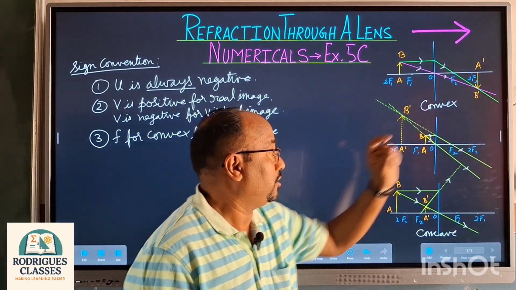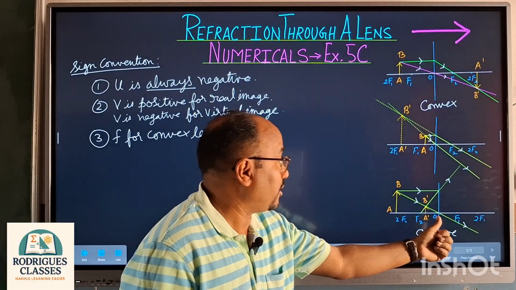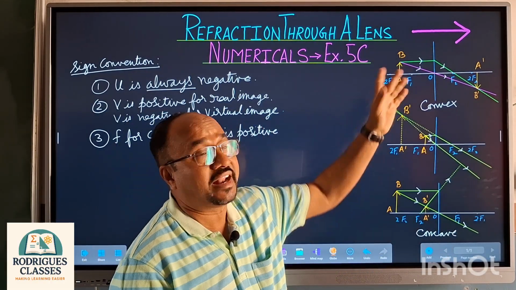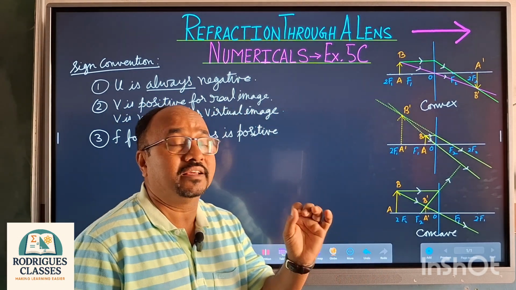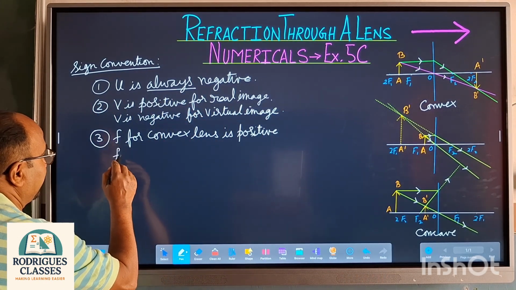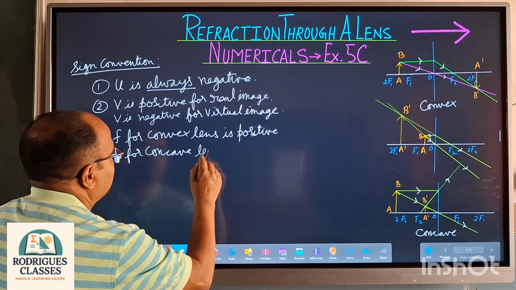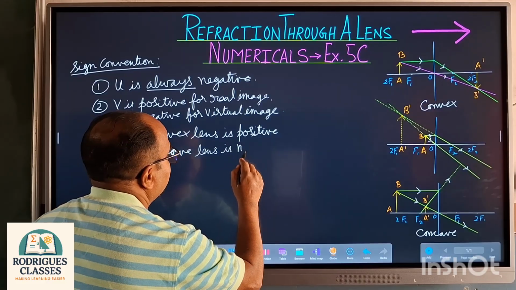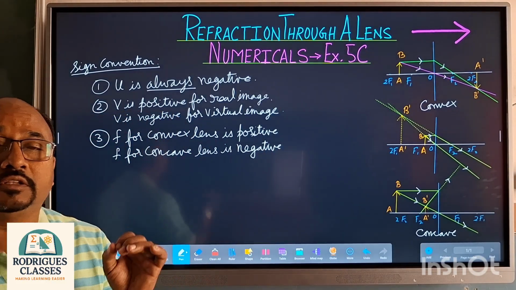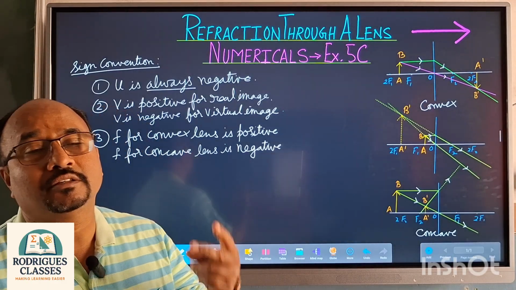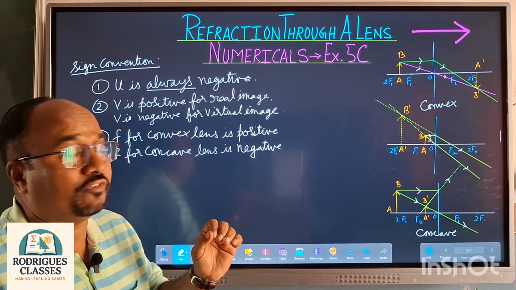going that direction. Now let us take a look at concave lens. O is here, F2 is here, so you have to come towards this direction, against the direction of the incident ray. So for concave, focal length will be taken as negative. So I will write here F for concave lens is negative. So now you have got the signs for object distance, image distance and the focal length. So we are done with U, V, F.